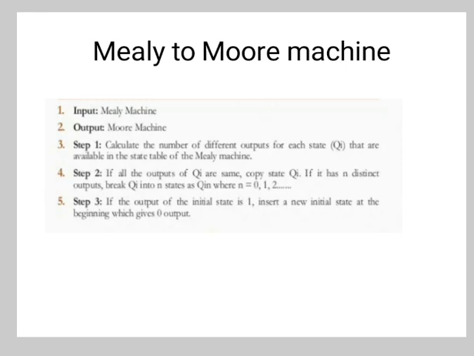If it has distinct outputs, then break Qi into n states as Qin, where n is 0, 1, 2. And step 3 is, if the output of the initial state is 1, then insert a new initial state at the beginning which gives 0 output.